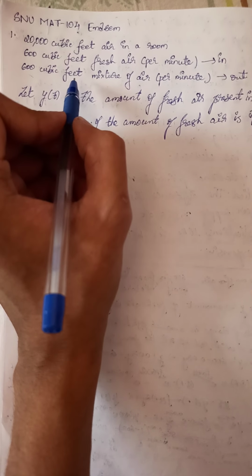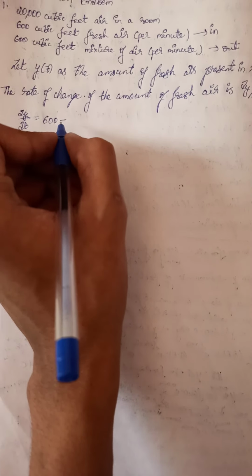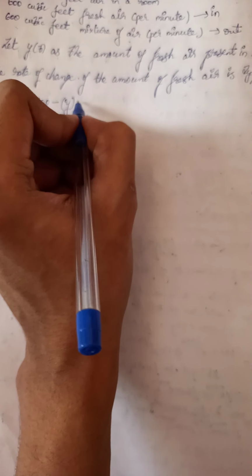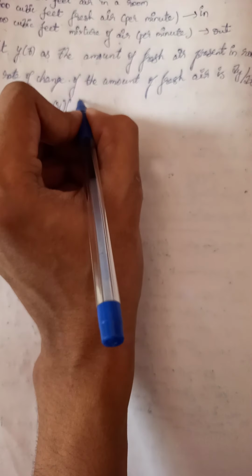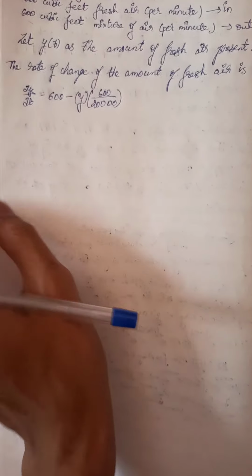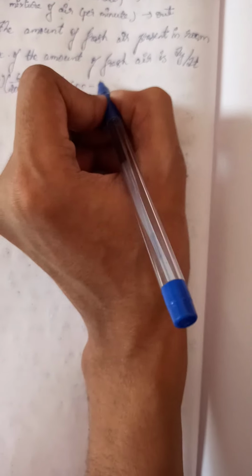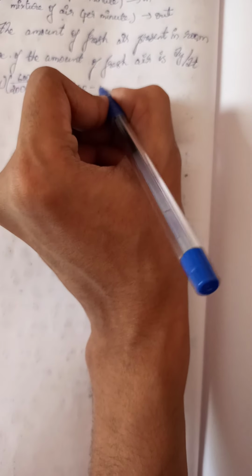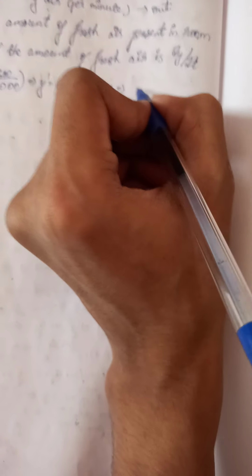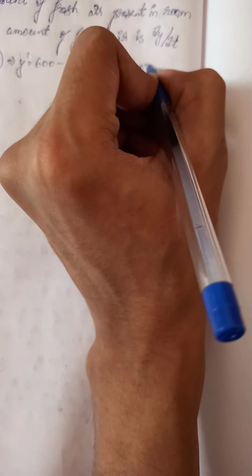Now, in order to find the amount of fresh air that is exhausted, we have to multiply the amount of fresh air that is present in the room at any time, which is y, into the fraction of amount that is being exhausted, which is 600 by 20,000, which implies y dash equals 600 minus 0.03y, which implies y dash plus 0.03y equals 600.